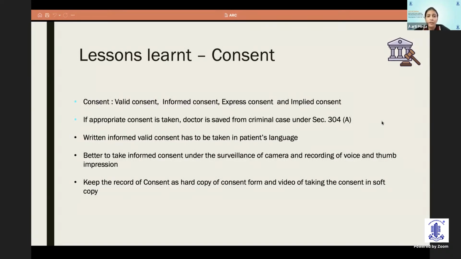So what do we learn from these cases? Consent can be valid consent, informed consent, express consent, or implied consent. If appropriate consent is taken, the doctor is saved from criminal cases under Section 304A. Informed valid consent has to be taken in the patient's language. It is better to take informed consent under camera surveillance, with recording of voice and thumb impression. Keep the record of consent as a hard copy, and the video as consent in soft copy form.